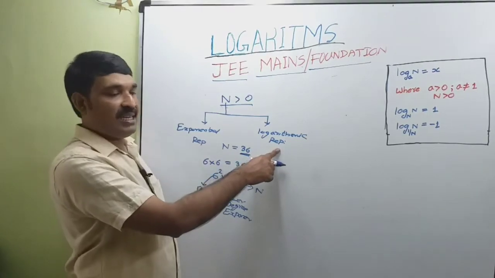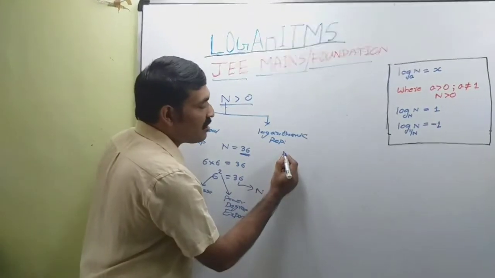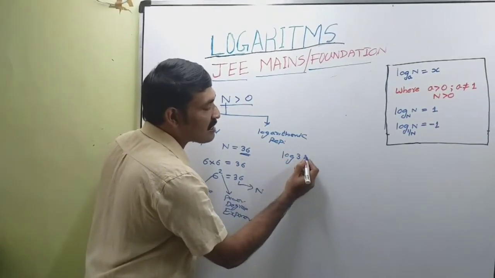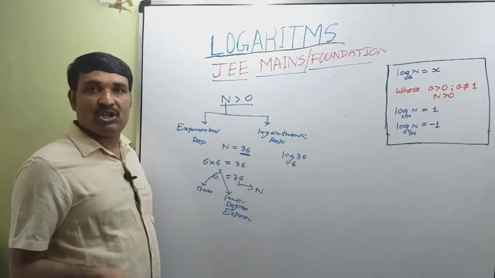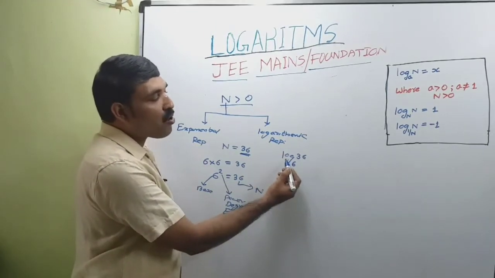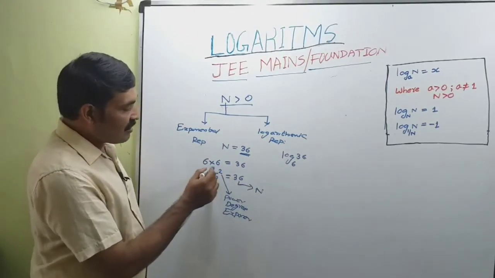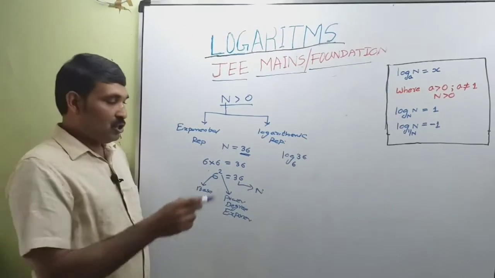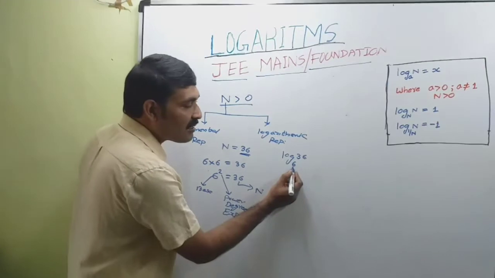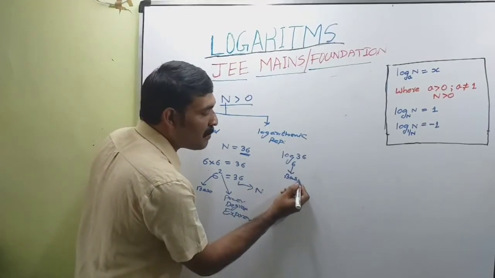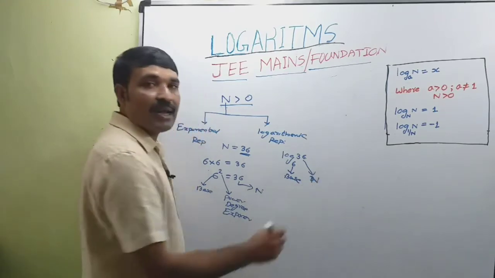In logarithmic representation, we can represent the number 36 as log 36 to the base 6. This is the logarithmic representation, and this is read as log of 36 to the base 6, and this is read as anti-log of 2 with respect to the base 6. Here 6 is the base and 36 is our positive real number.